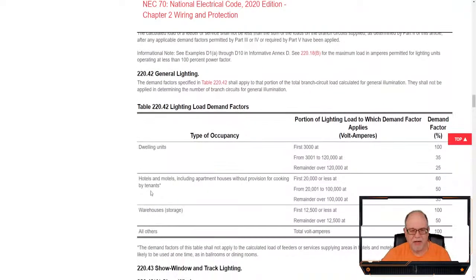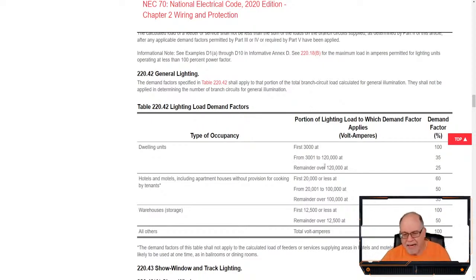All right, so let's go down here. You see hotels and motels right here, okay? It says first 20,000 or less, 60%. So you take that 20,000 of our value, which is 45,900, to the side and multiply that by 60%. Then you have a remaining value of 25,900. That 25,900 falls between 20,001 to 100,000, so you apply 50% to that value, and you add the two together. That would be your value after demand factors.